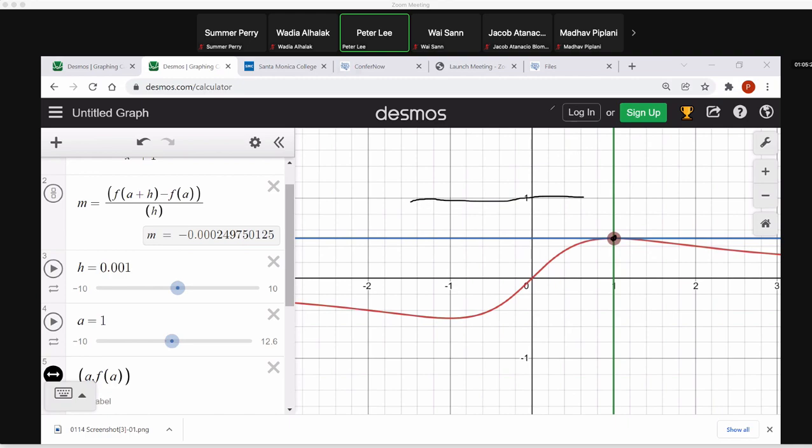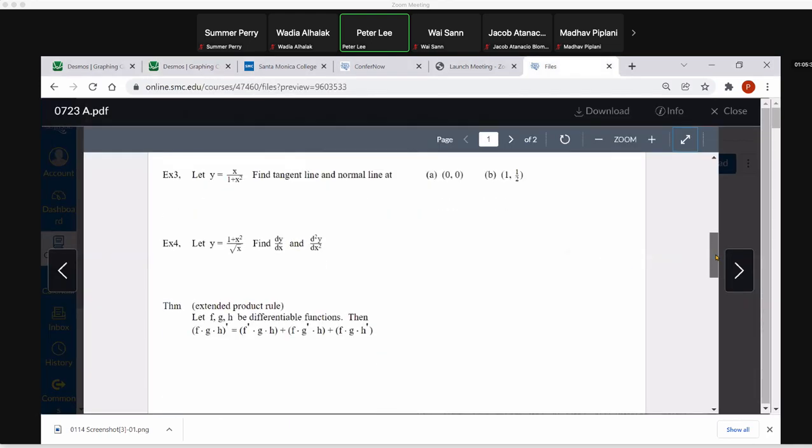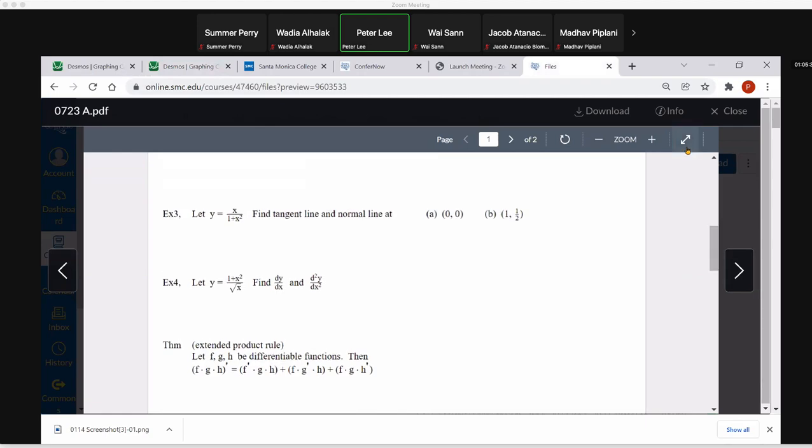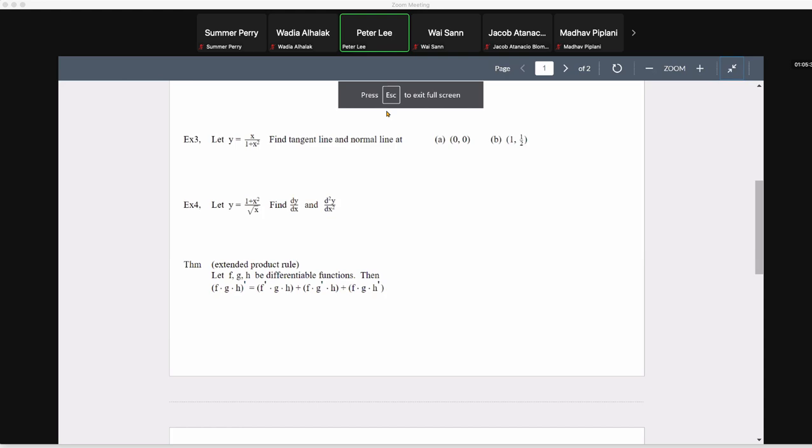Okay, so here, let me go back here. Now I'm going to save this, and then I'm going to clear all this. Now let me go back to the file. So now we are back to example 3 here. If you look at part B, the part B.